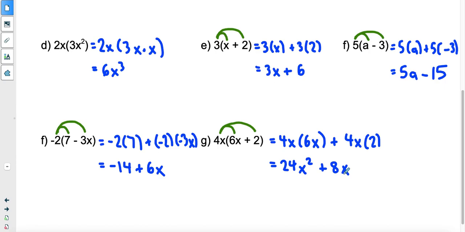So, just to summarize, the distributive property tells us to multiply the term on the outside of the brackets by each term inside of the brackets.